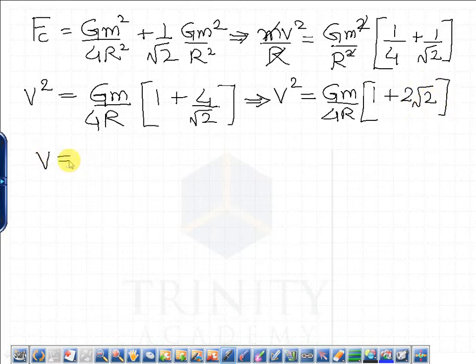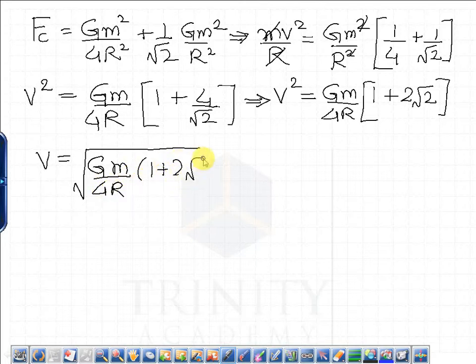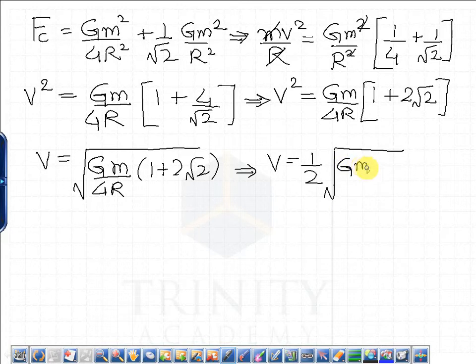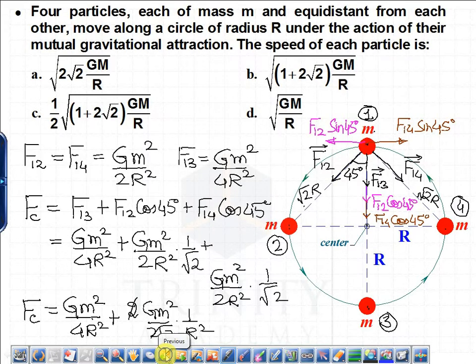So V is equal to the square root of Gm by 4r into bracket 1 plus 2 root 2. Final simplification gives this: the 4 coming out of the square root becomes 2. V equals 1 by 2 root of Gm by r into bracket 1 plus 2 root 2. So let us see which option is satisfying this answer. Half into root of Gm by r, 1 plus 2 root 2. We can see that it is satisfied by option C.